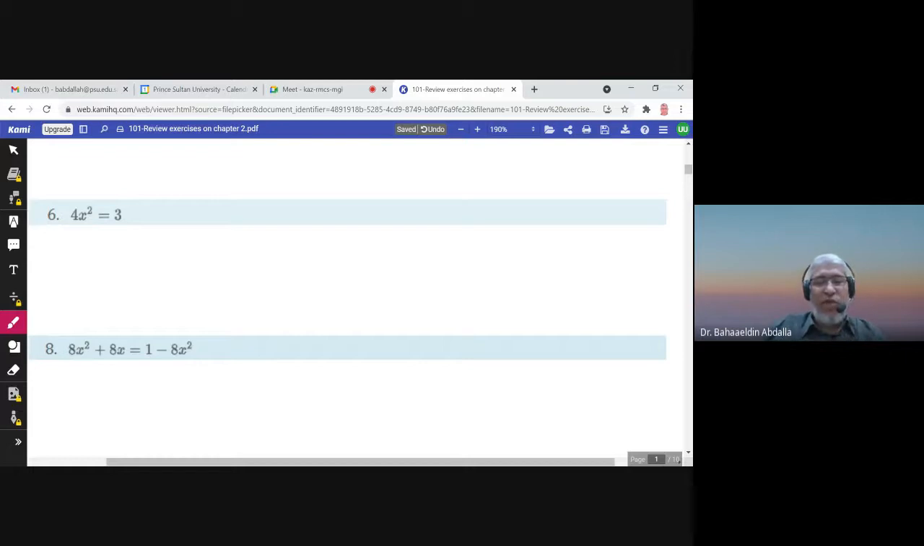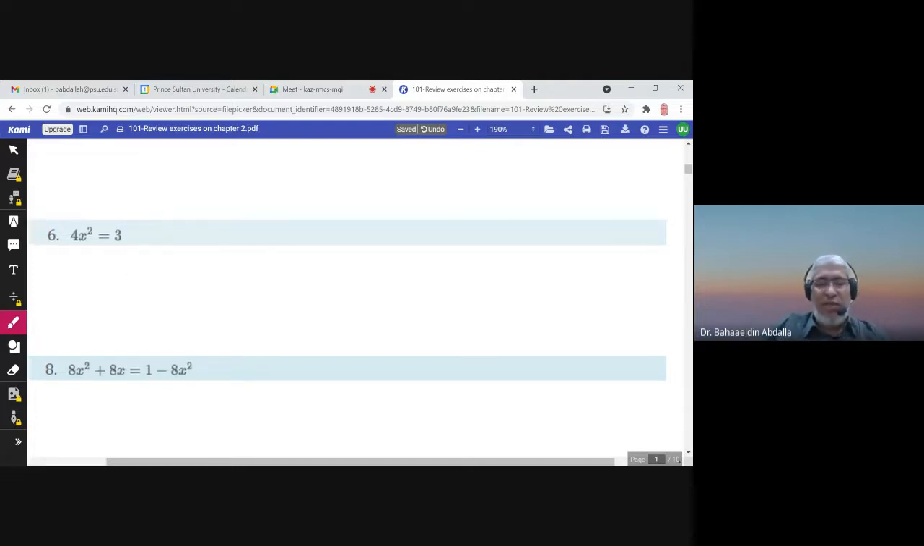If I have an equation like this, I can use the square root property, which says if x squared equals k, then x is equal to plus or minus square root of k. This is the square root property. So to use this property, the coefficient of x squared has to be 1, but I have 4 here. So I need to divide by 4. So x squared would be 3 over 4.